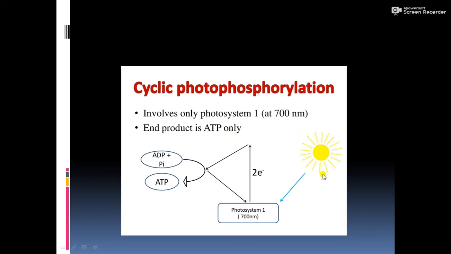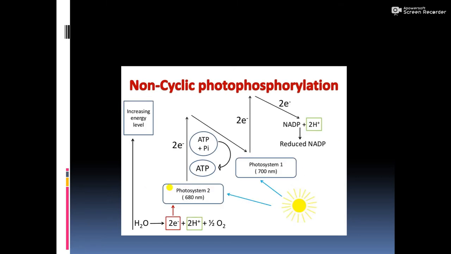Here you can see sunlight absorbed by chlorophyll in photosystem 1, at the wavelength of 700 nanometers, having 2 energized electrons that force ADP to attach with inorganic phosphate to produce ATP. And in non-cyclic photophosphorylation, we can say there are photosystem 1 and photosystem 2 of different wavelengths. They are absorbing solar energy and become energized.